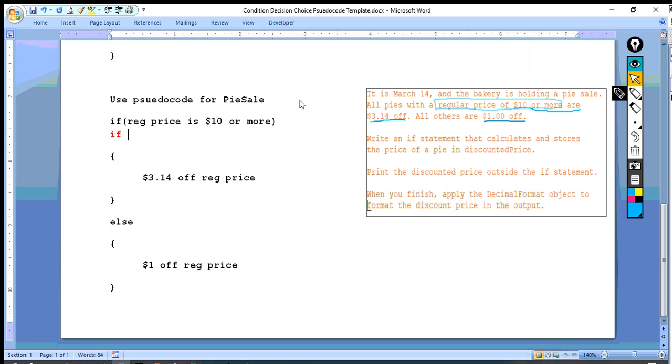all right, if. Now, let's say you put the regular price in a variable called reg price. I don't think I say it in the instructions, so let's say reg price is the name of a variable, it's storing it. So once you enter that regular price, what does it have to be in order to be $3.14 off? It's got to be 10 or more. That means or more, of course, is greater than, but it could be $10. So it's going to be greater than or equal to, and then 10, and then that's it.